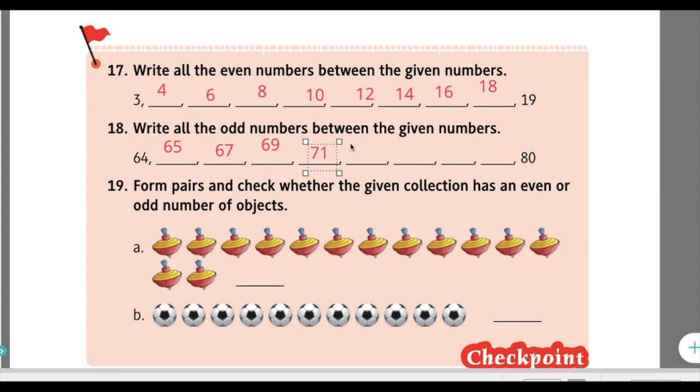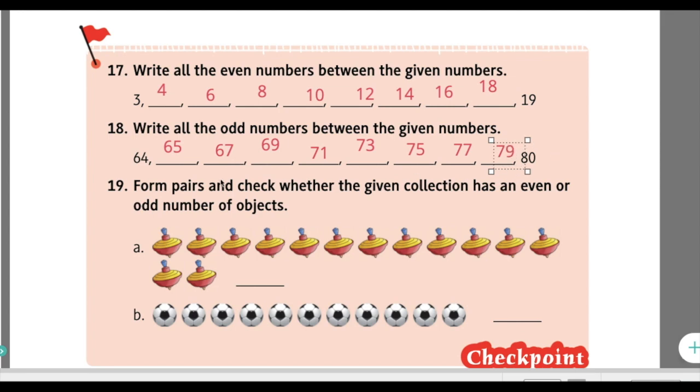After 69 it is 71. After 71 it is 73. After 73 we have 75. After 75 we have 77. After 77 we have 79.